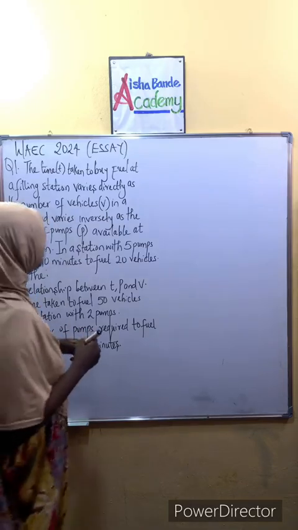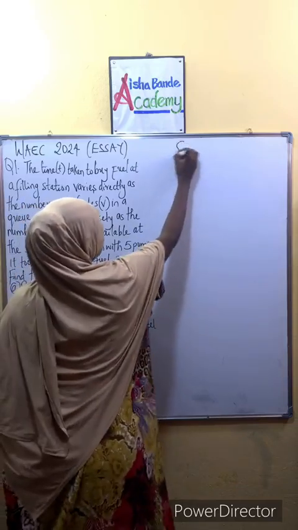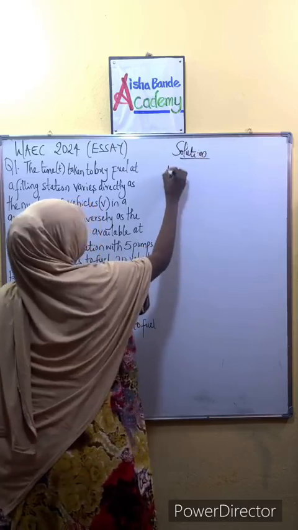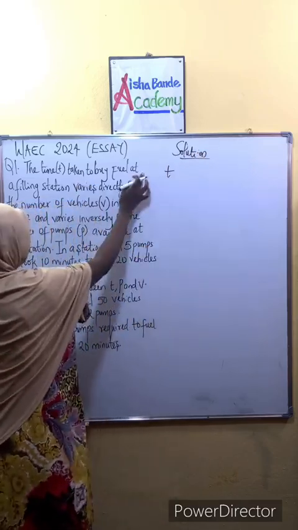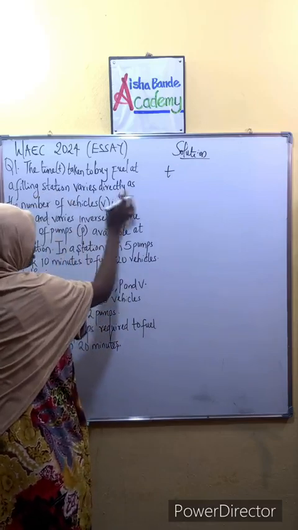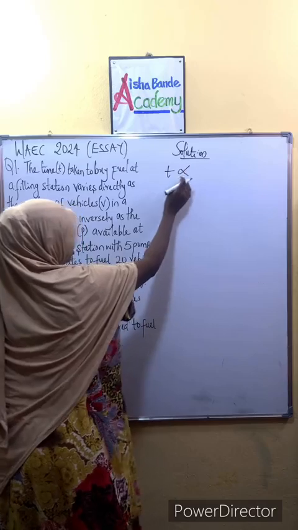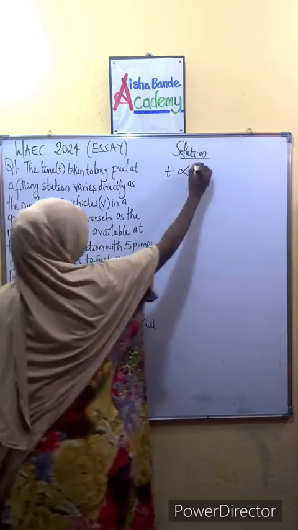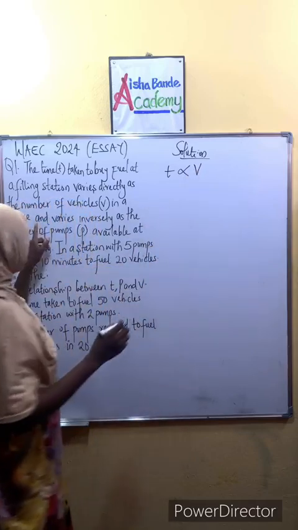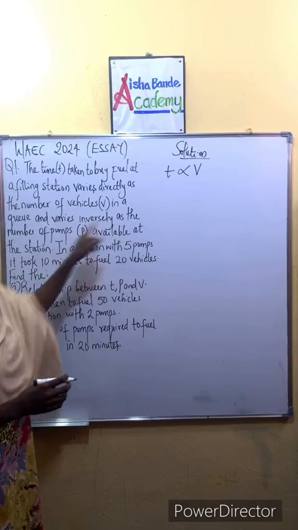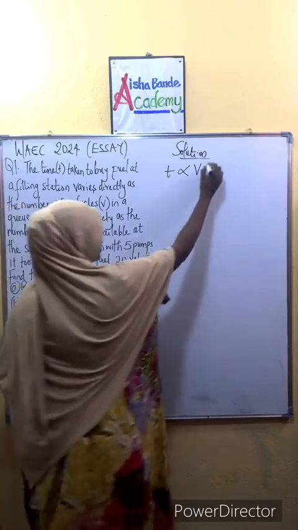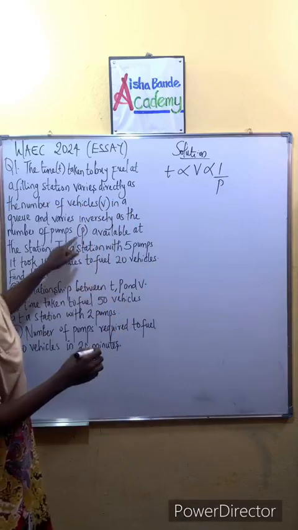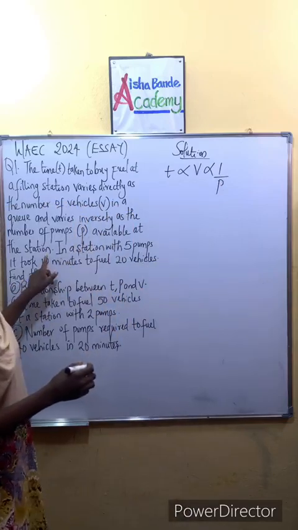We say the time T taken to buy fuel at a filling station varies directly. So this is the symbol for direct variation as the number of vehicles, V, in a queue, and also varies inversely as the number of pumps. Inversely, that is 1 over P, available at the station.